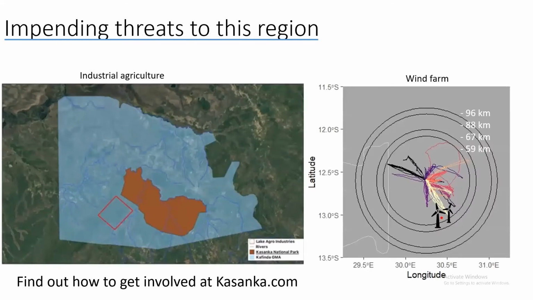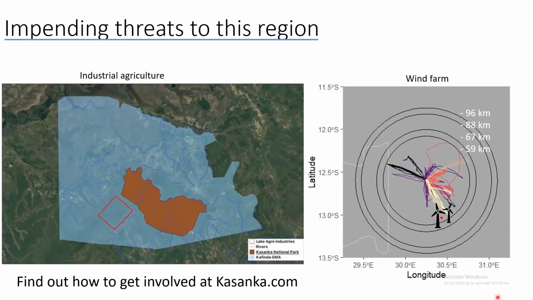And this is all in the context of two recent impending threats to Kasanka National Park. The first is an industrial agricultural site that's being planned within a protected area, but just outside the border of the park. And this would cut down many fruit trees and instead plant a crop, as well as divert a lot of water from a nearby river. So it has a lot of potential effects on the park itself and the bat community.